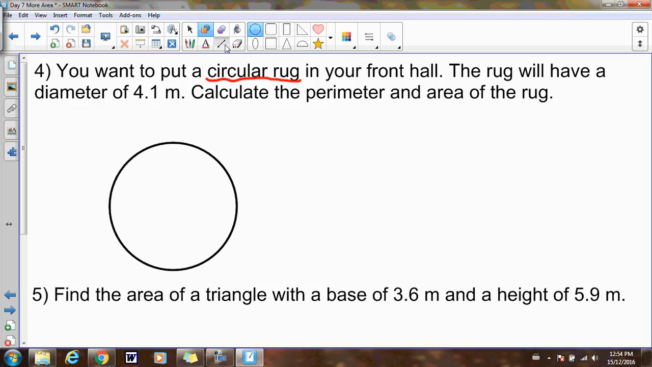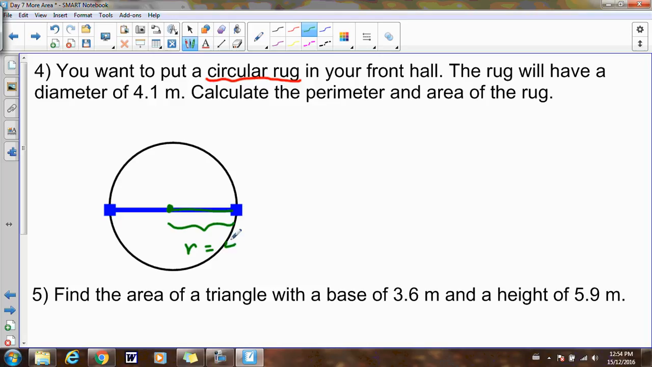They tell me that the diameter is 4.1, so we know that there is going to be 4.1. Right, so from here to one end, this will be the radius. It will just be 4.1 divided by 2, which is going to be 2.05 meters. Right? So we need to find the radius first.